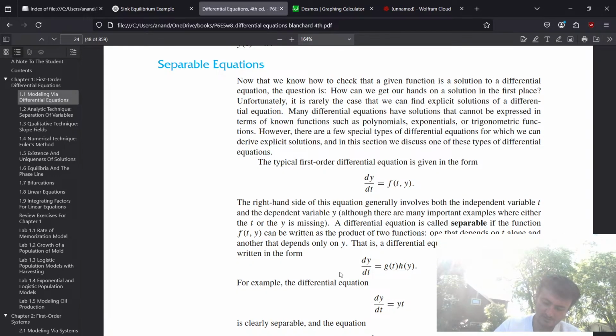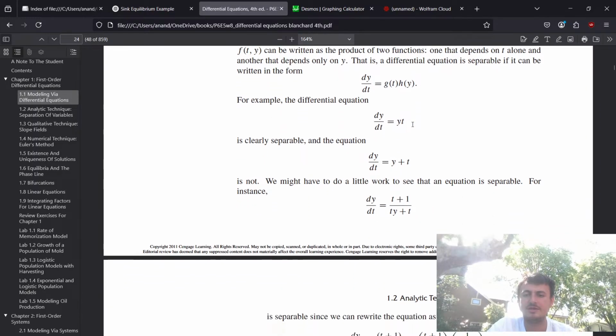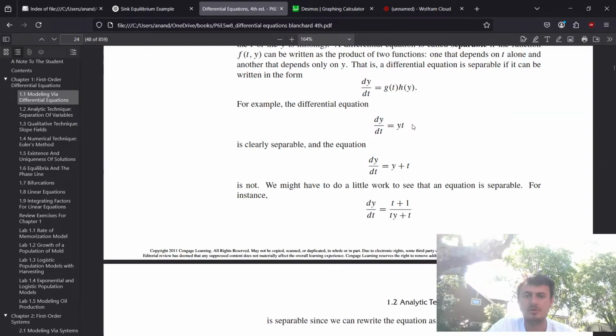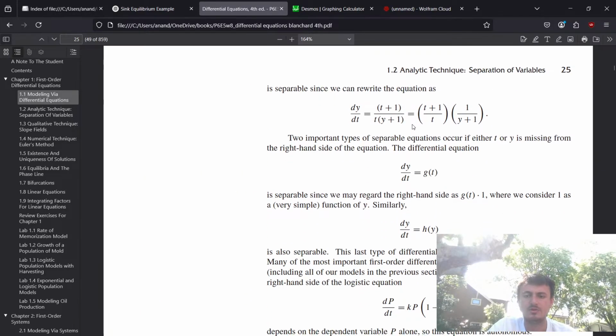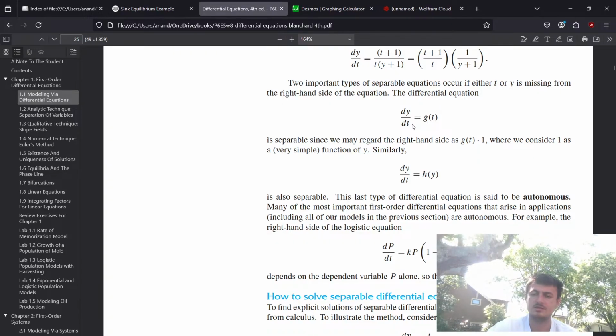Separable DE. Defined as y dot equals f of y times g of t. So they're separable. It doesn't really matter what they're called, but that's the general idea. And it turns out that those we can easily find solutions for.